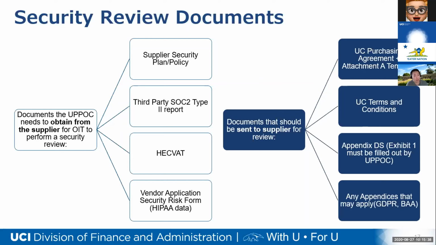Before sending the Appendix DS to the supplier for review, the UPPOC needs to first fill out Exhibit 1. Based on the protection levels identified in Exhibit 1 of DS, it will spell out what insurance coverages are required by the supplier under the UC terms and conditions. If the UPPOC has any difficulty filling this out, just like the software procurement questionnaire, we ask that you please contact your unit information security lead to assist with filling this out. Next slide, please.